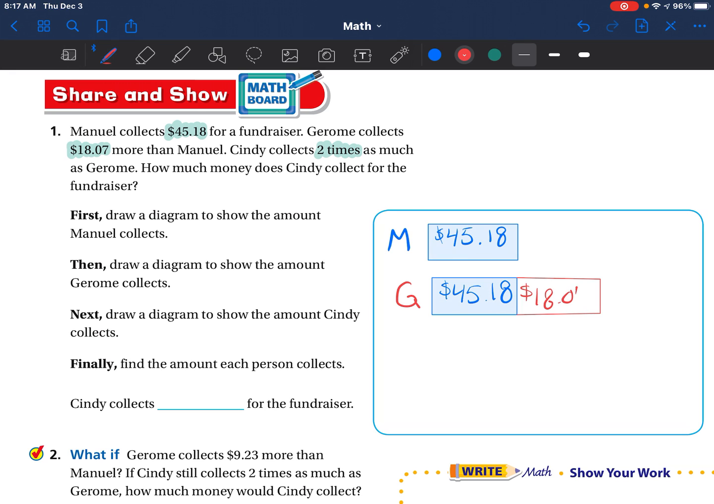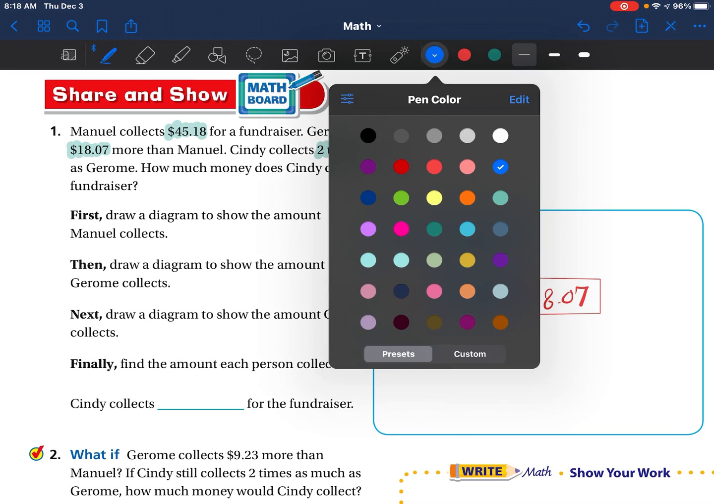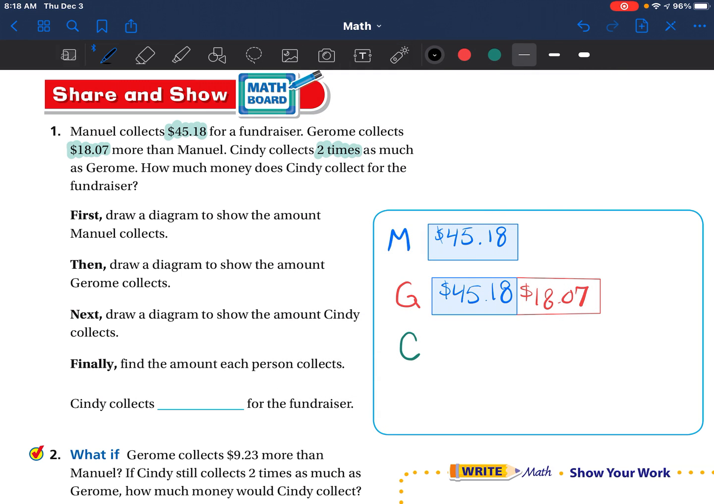With $18.07. Last, we are down to Cindy, and we know that she collects 2 times as much as Jerome. So for that, we're going to have to first figure out the total for Jerome, and then we're going to have to double that. So what we would need to do is take $45.18 plus $18.07.